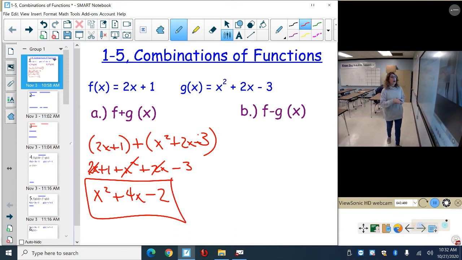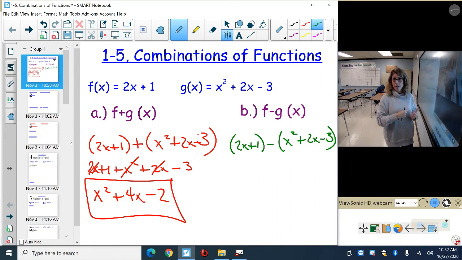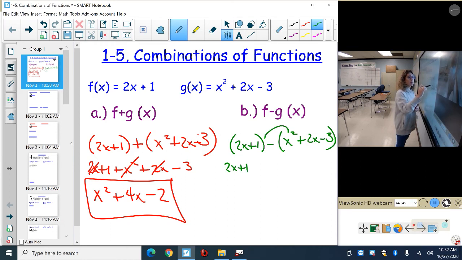Okay? Now, over here, I'm going to be subtracting those functions. So we're going to do exactly the same thing. I'm going to have f, which is the 2x plus 1, minus the g, which is the x squared plus the 2x minus 3. But the difference between the first example and the second example is that the two functions are attached by subtraction. So I have to drop the parentheses around the first one, but distribute the negative into the second one. And if you do not distribute the negative, you will get these problems incorrect.